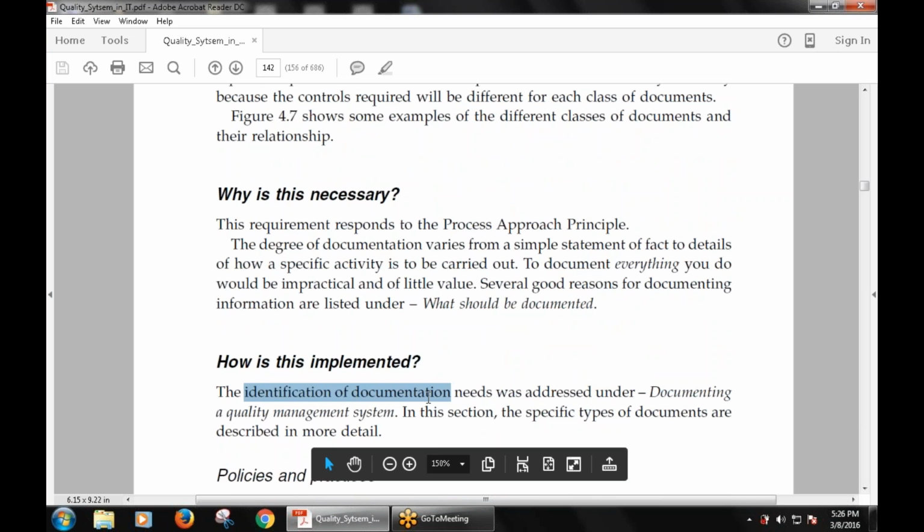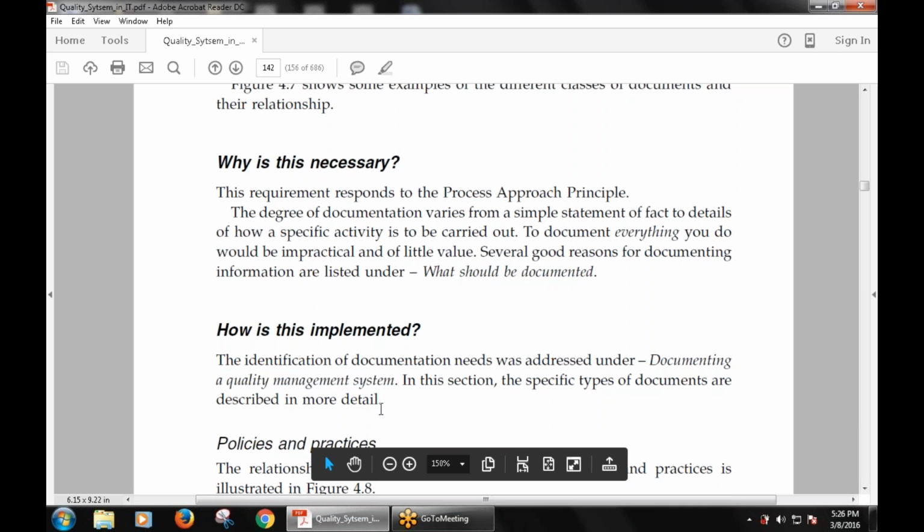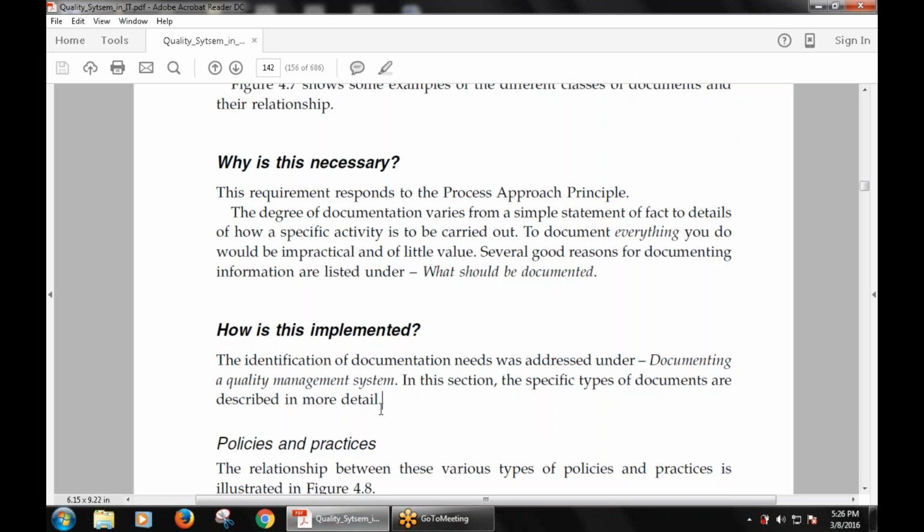So identification of the documentation needs was addressed under documenting a quality management system. So that is how we are addressing the documenting of the quality management system. There are multiple documents that are a part of the quality management principle. Now, what are the documents?